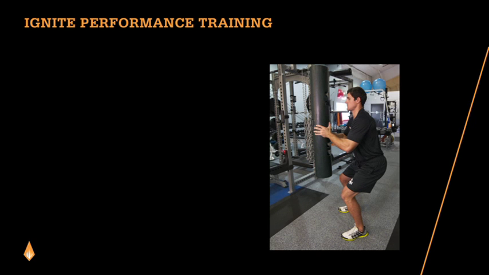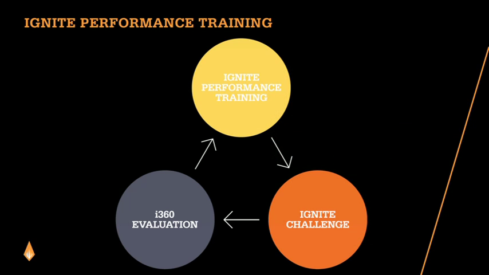Using the Ignite Performance Training Roadmap along with the progression pyramid, the pieces are all in place to begin to design athlete training plans with purpose. The performance training cycle begins with the I360 athlete evaluation, which drives Ignite performance training plans. The Ignite challenge philosophy is also a critical part of your short and long-term plans.